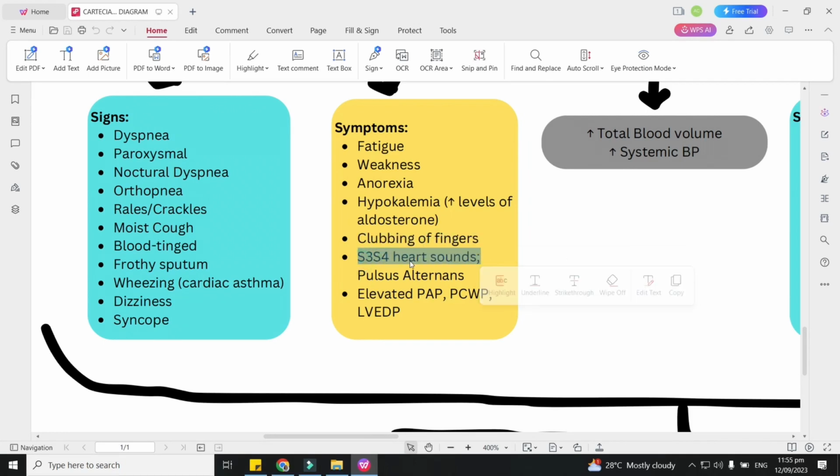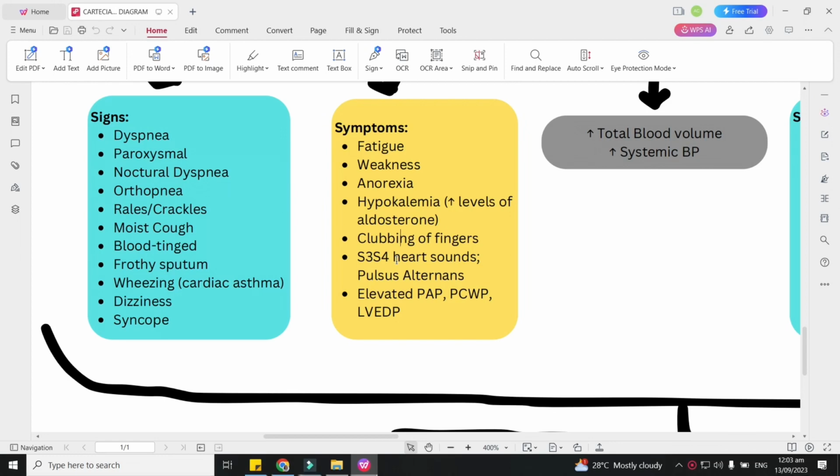S3 and S4 heart sounds. So again, our S3, S4 heart sounds are heard when our patient have specific problems in the heart. So again, the difference of S3 and S4 heart sounds is that S3 is heard in the early phase of diastole, while S4 is in the late phase of diastole. So both of these S3, S4 heart sounds are common for patients with CHF.